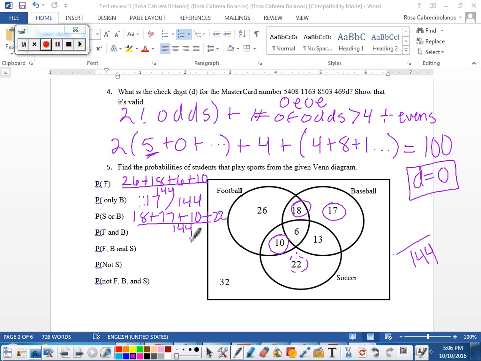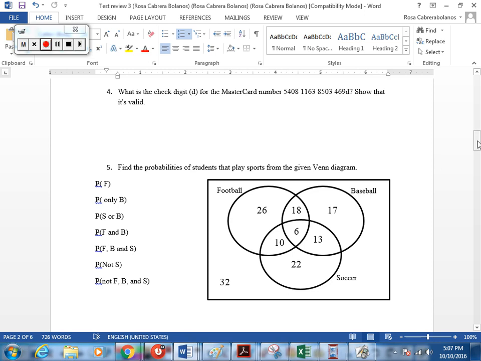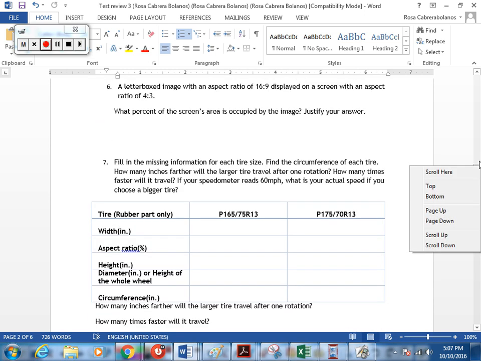And then the other one where people keep messing up is the one with the AND. If it says F and B, I'm talking about these two numbers right here, that one and that one. So 18 plus 6 over 144. Of course, you would simplify all your fractions. I'm not doing that right now, just so you don't have to watch a whole video. It's a bit long.